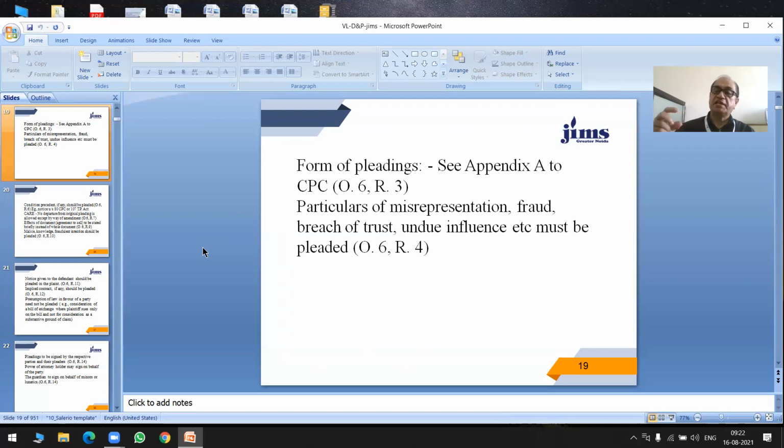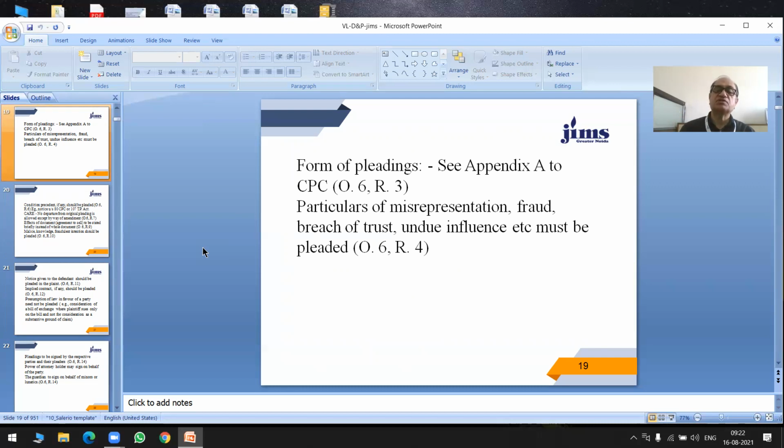In the thick bare act of CPC, the last portion is Appendix A, in which all forms of pleadings are mentioned. The form of plaint, form of WS, form of notice. All these pro formas or formats are given in the appendix.